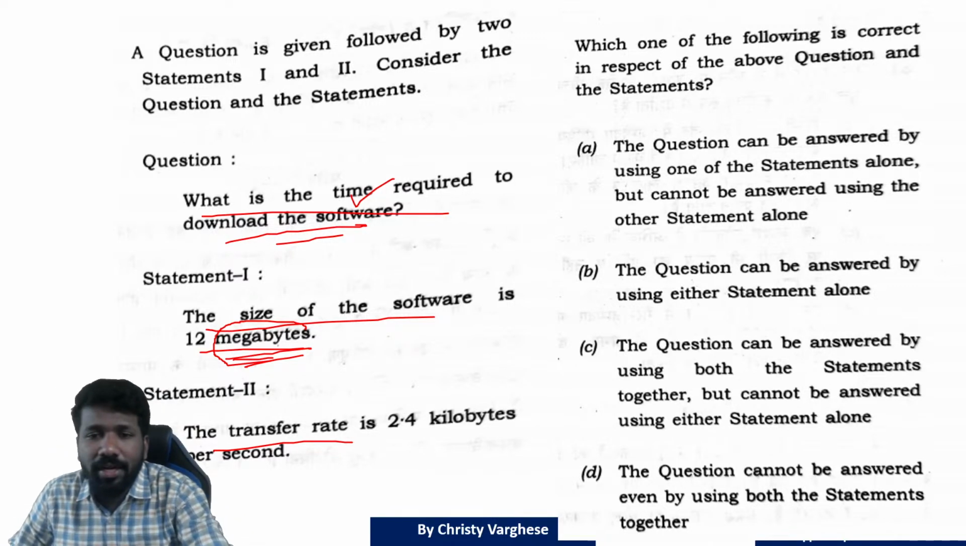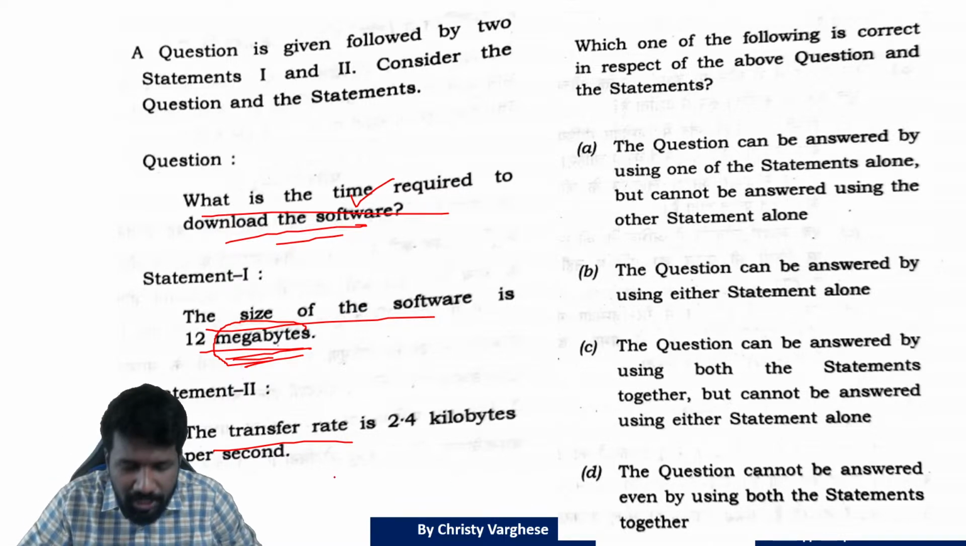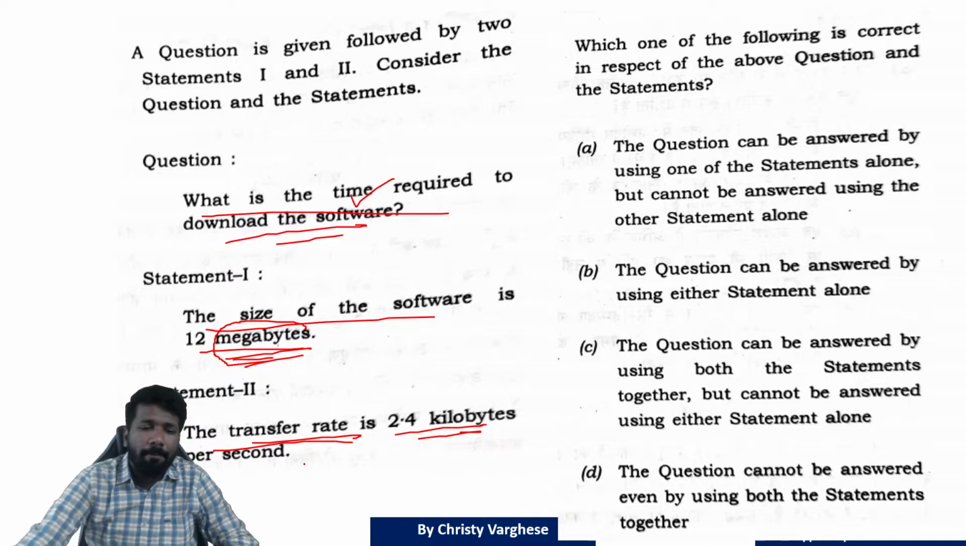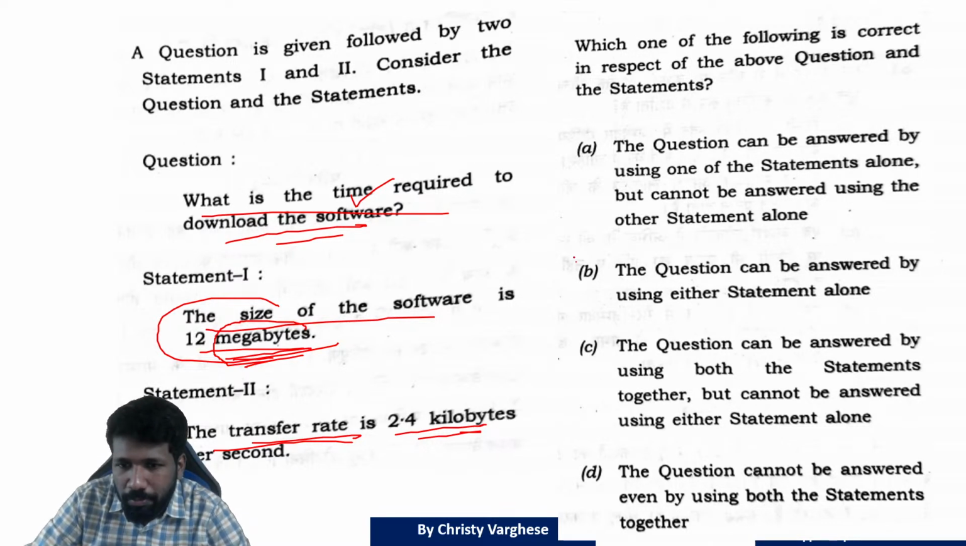So without knowing the transfer speed, we cannot find how much time it will take. So statement 1 alone is not enough. Statement 2 says the transfer rate is 2.4 kilobytes per second. But without knowing the size of the software, we cannot say how much time will be required to download the software. So statement 2 alone is also not enough. So option B is clearly wrong.